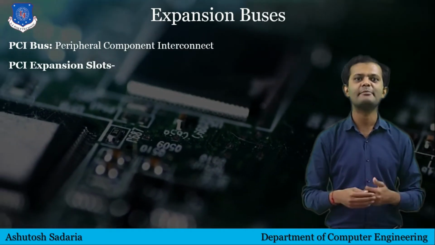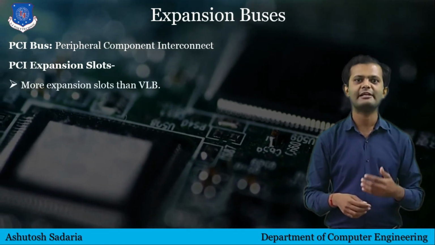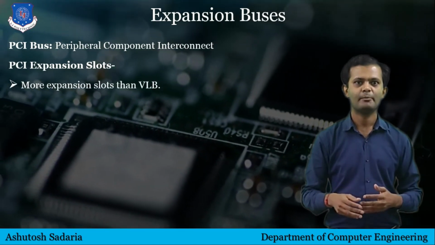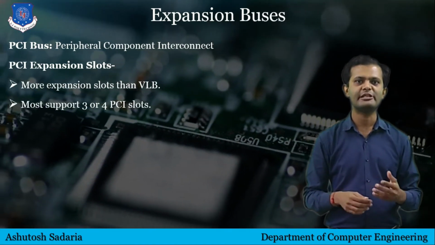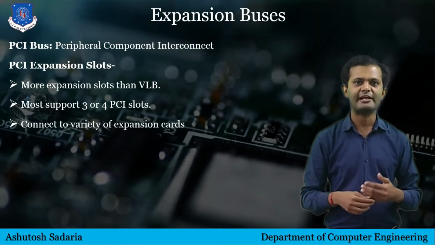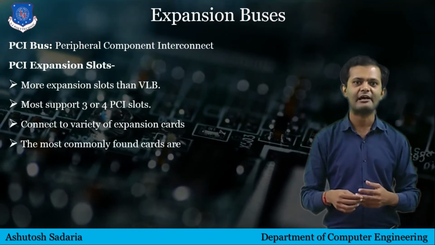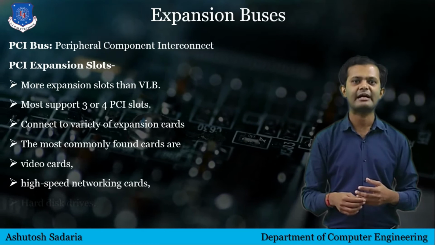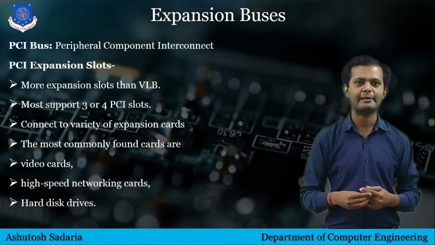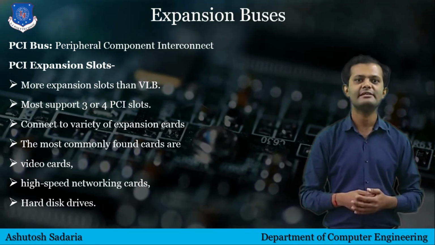And the next is PCI bus expansion slots. PCI bus offers more expansion slots than VLB implementations. Most PCI systems support 3 or 4 PCI slots. Also, the PCI bus offers great variety of expansion cards compared to VLB. The most commonly found cards are video cards, high-speed networking cards, hard disk drive also on the PCI bus, but are normally connected directly to the motherboard on a PCI system.